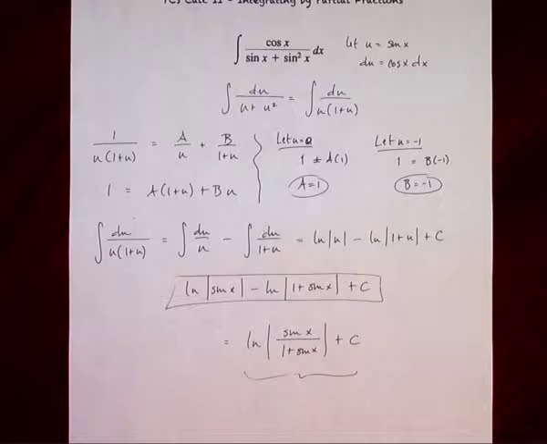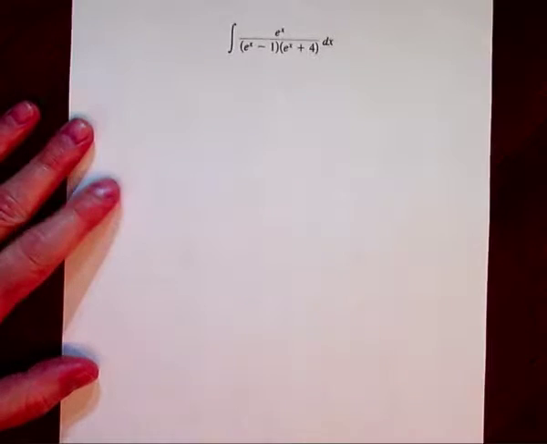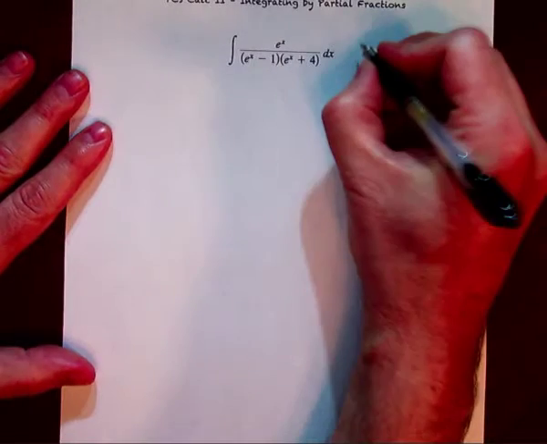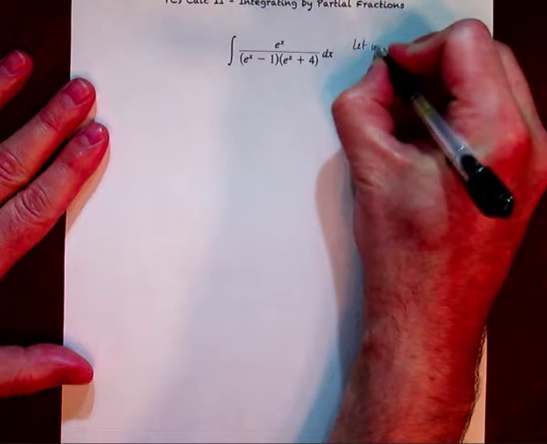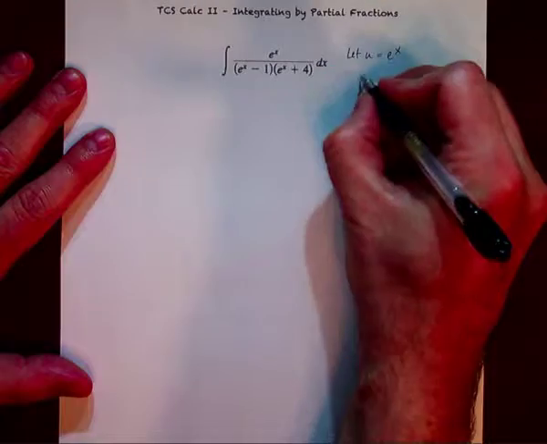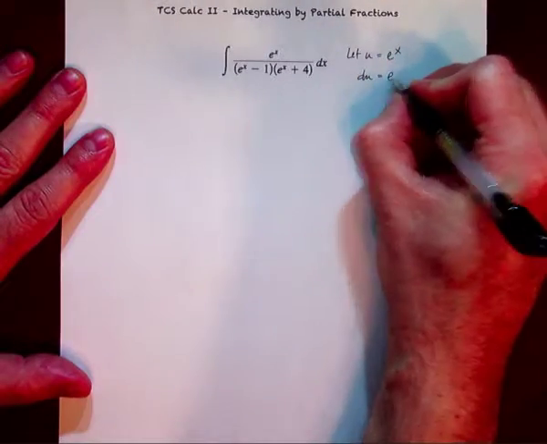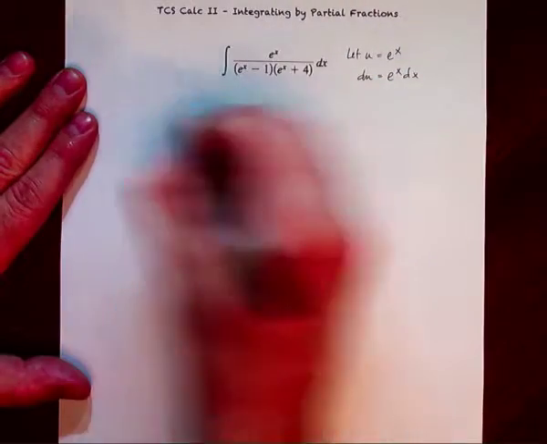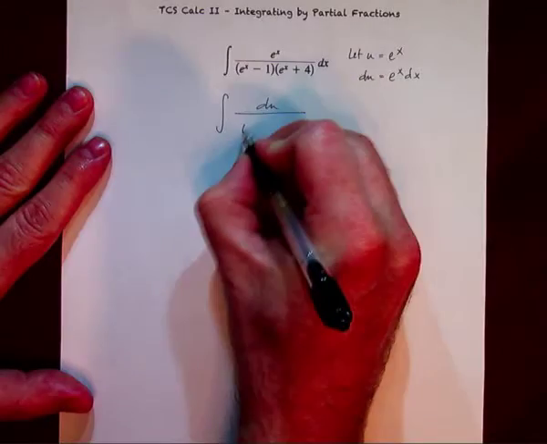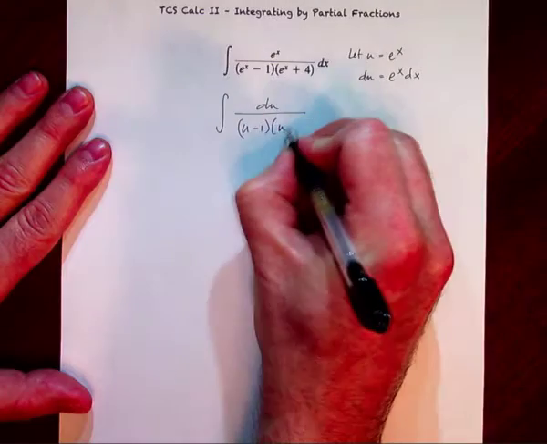So bonus, let's do this again, but let's do it with e this time. What do you say? Now, what we need to do here, and in this case, it's little more than just cleaning it up, right? So if we let u equal e to the x, and then remember that makes du equal to e to the x dx, so really that becomes du over u minus 1 and u plus 4.